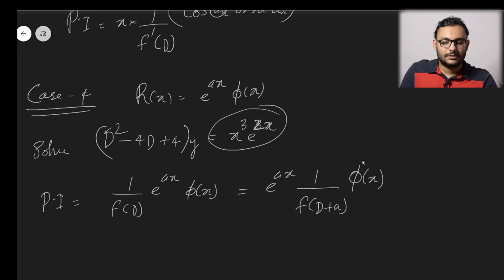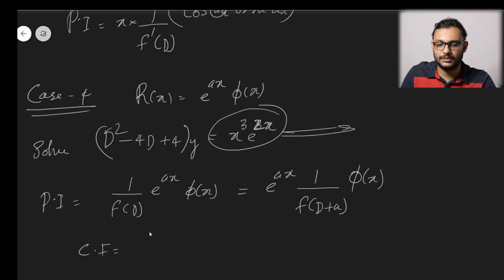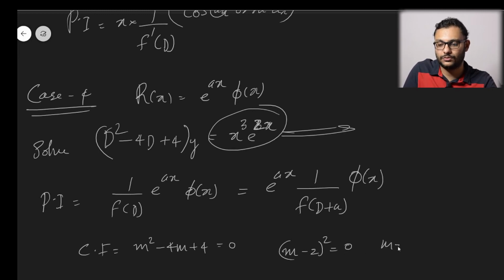So for this particular case, we can find the complementary function as well as the particular integral. The complementary function: this can be easily converted into the auxiliary equation m square minus 4m plus 4 equal to 0, which results in m minus 2 the whole square equal to 0, or m equal to 2. Therefore, the complementary function is nothing but c1 plus c2x into e raised to 2x.